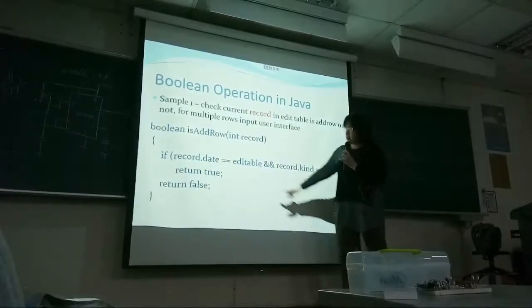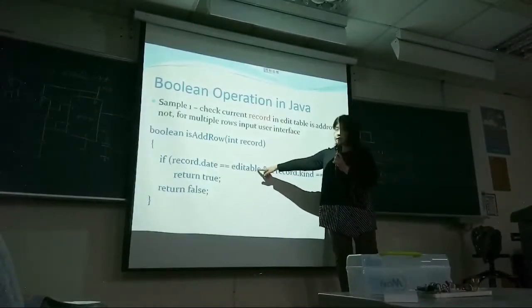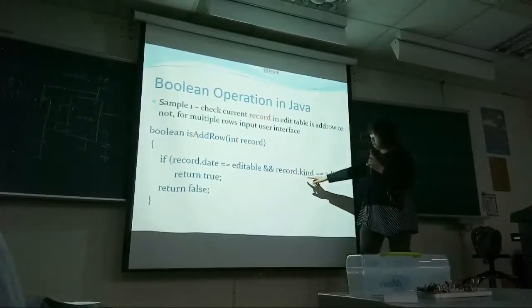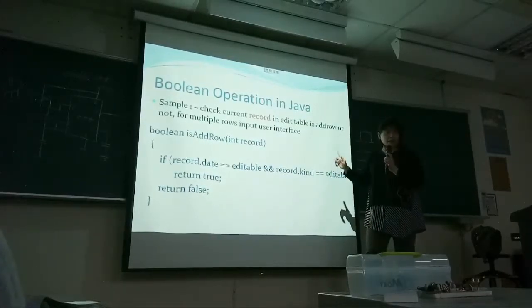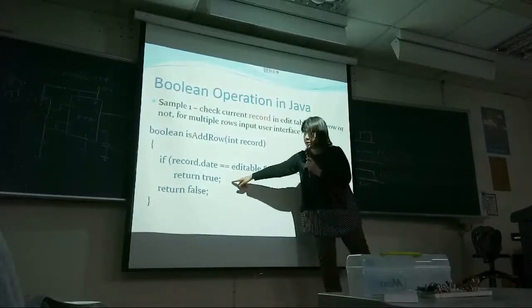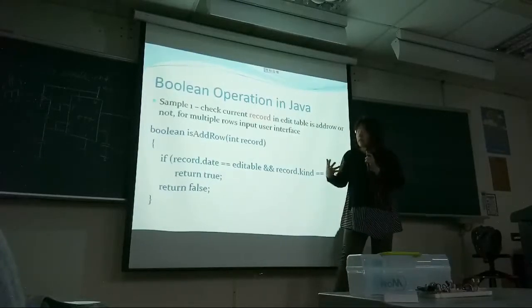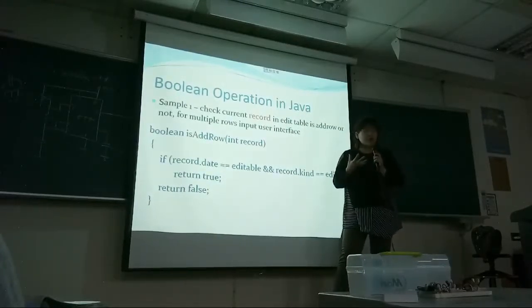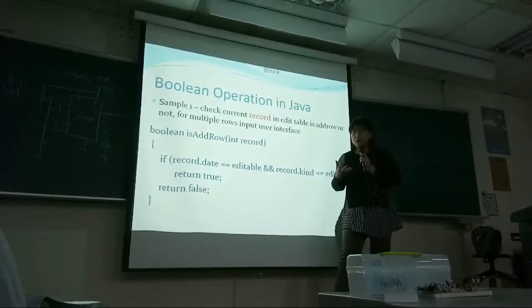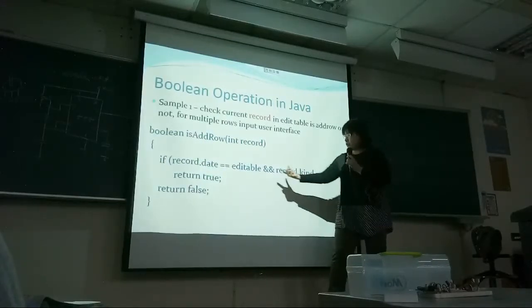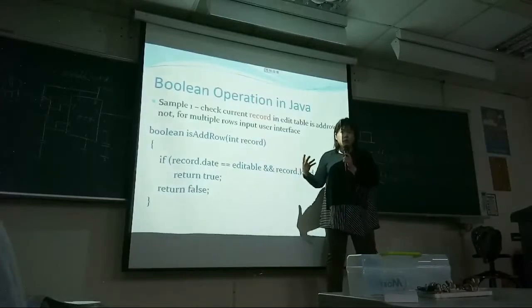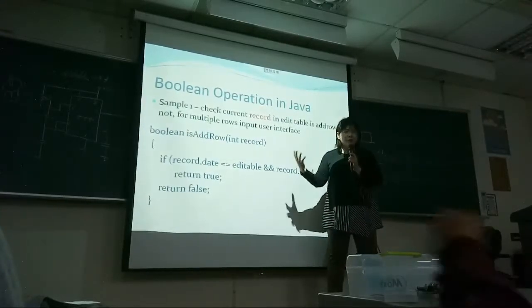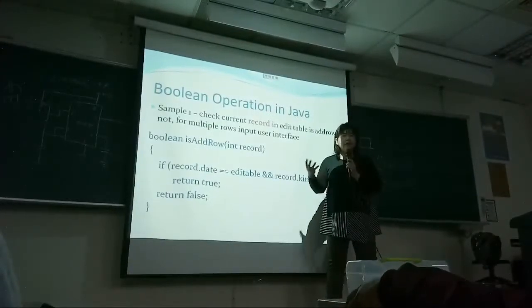I check the date. The main hour date is editable, and the main hour count is editable. Then it returns true. Return true means it's an add row. So if you need to check something, you need to use the boolean AND or OR. Your program has a lot of checks, so it needs a lot of booleans.